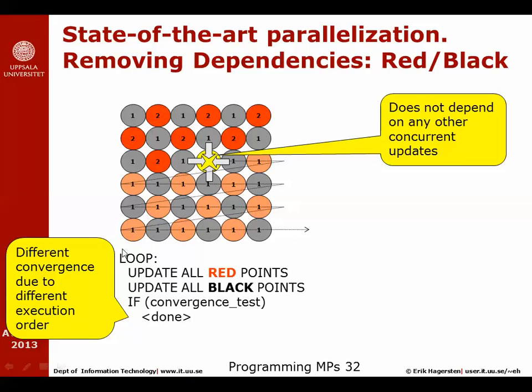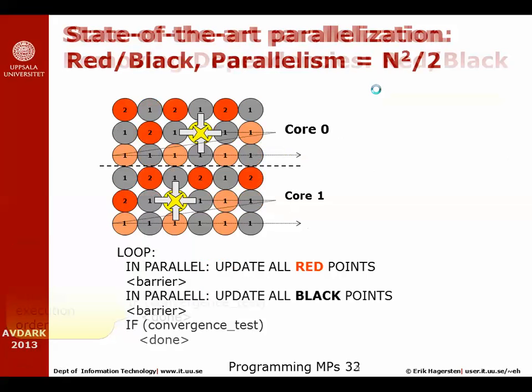However, you should also note that we have changed the algorithm slightly here. Numerically, this is not equivalent to the algorithm we had before. So that means that the convergence test that we do at the end here is not going to have the same convergence rate as the previous one. It may be better and it may be worse. But still, this is regarded as a good compromise because of this nice property that we don't have any dependencies to any other concurrent updates.